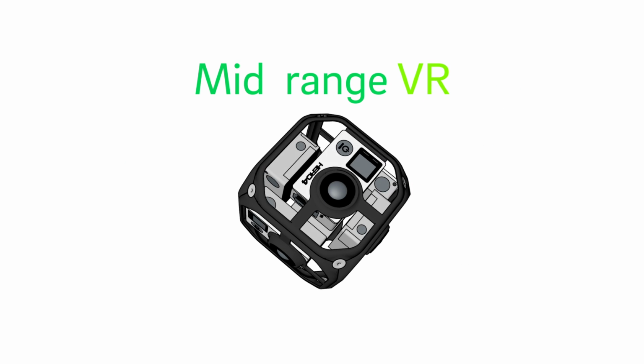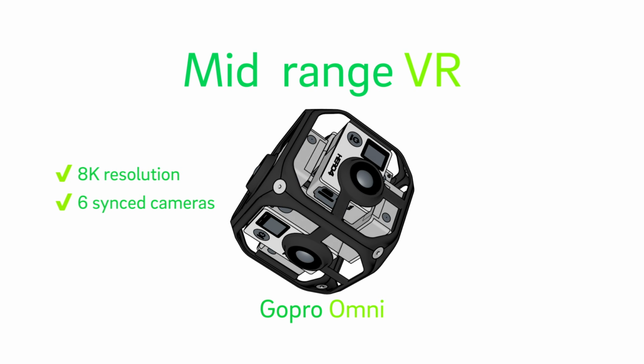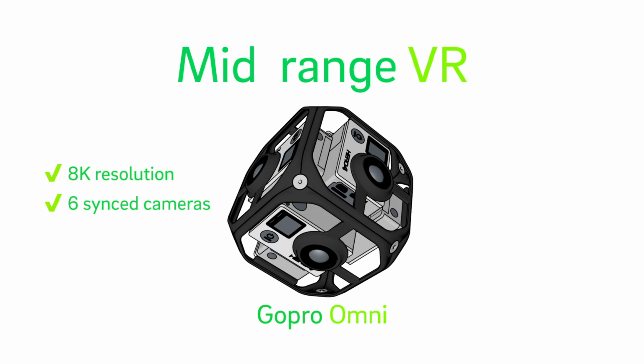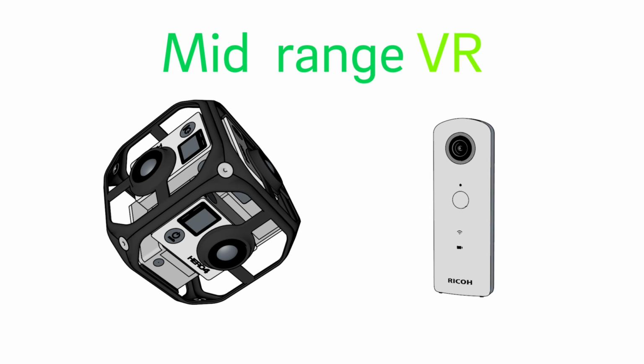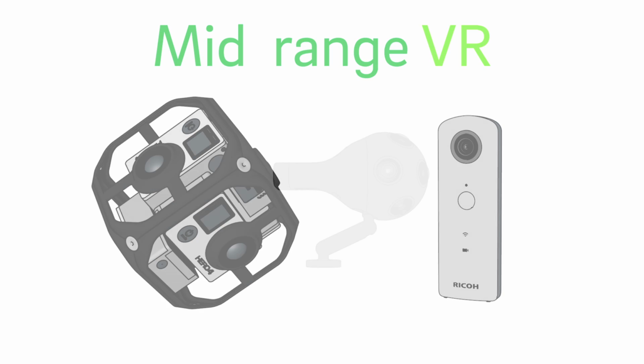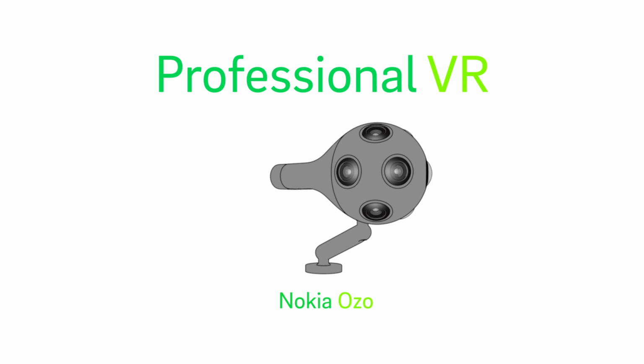In the mid-range is the GoPro Omni, which shoots in 8K with a synced 6-camera array. Mid-range cameras don't yet have live previews or real-time stitching, so bringing a Theta along too is a great way to preview shots. Out of the professional cameras, the Nokia Ozo is a great option.